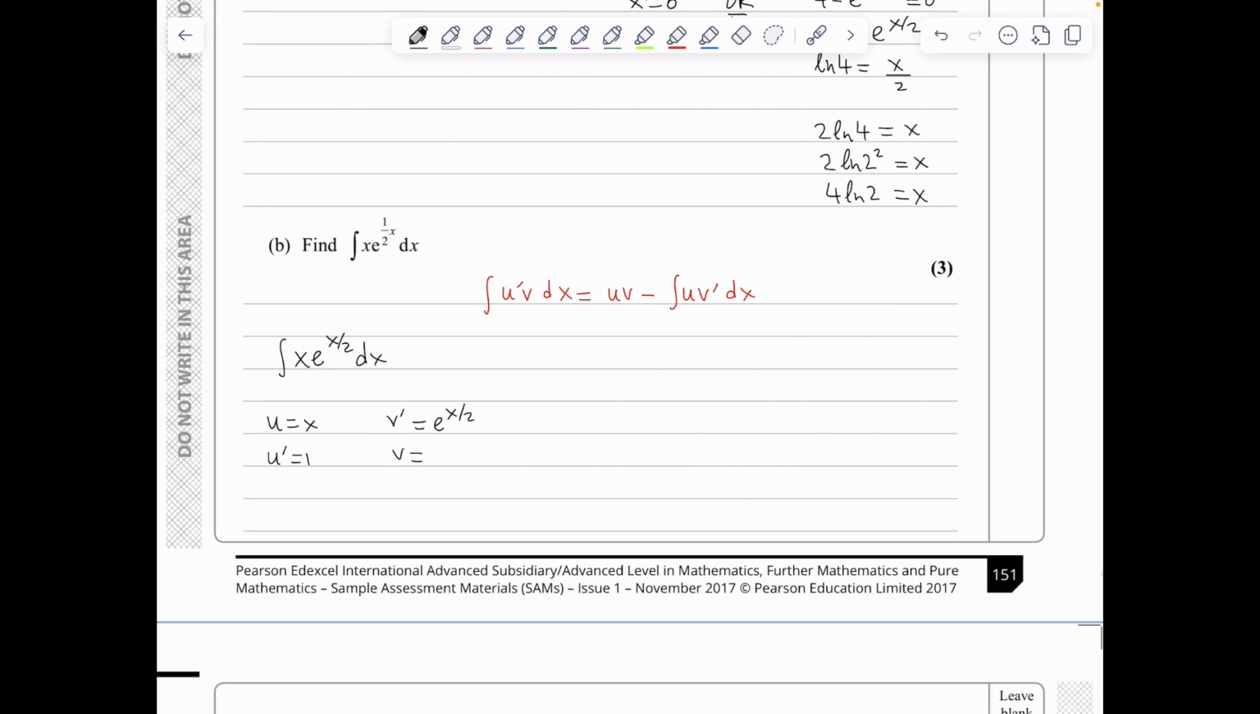And v will be the integral of e to the x over 2, which is e to the x over 2, and I need to divide by a half. So the integral of x e to the x over 2 dx will be x times 2e to the x over 2 minus the integral of 1 times the 2e to the x over 2. So simply 2e to the x over 2 dx, which gives me 2x e to the x over 2 minus 2 e to the x over 2 divided by a half plus c, which of course simplifies to 2x e to the x over 2 minus 4 e to the x over 2 plus c.